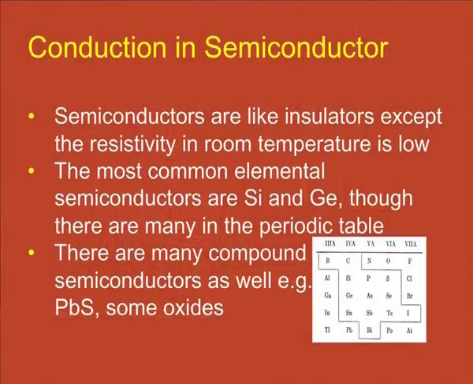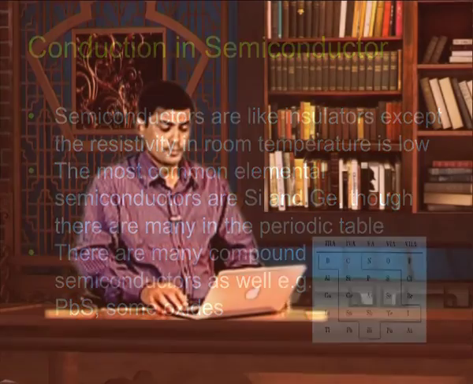We not necessarily have only elemental semiconductors, we also have compound semiconductors which are made up of a combination of materials of different groups in the periodic table. For example, lead sulfide is one compound semiconductor, similarly cadmium sulfide, cadmium selenide and so on.